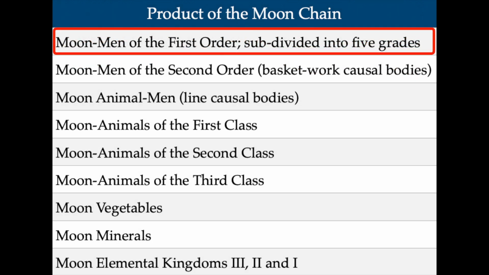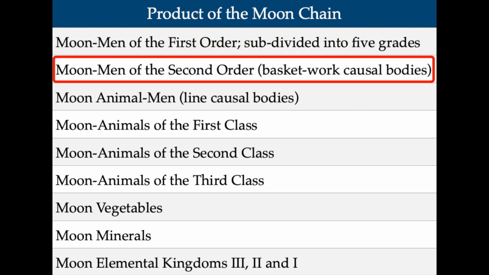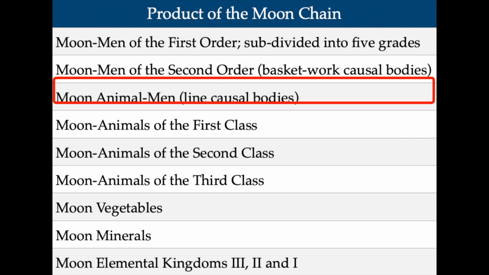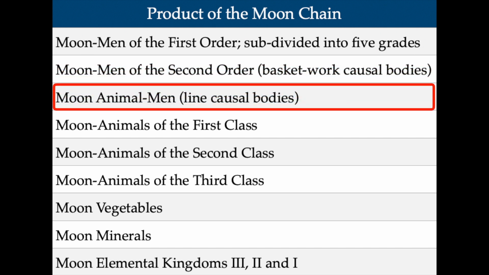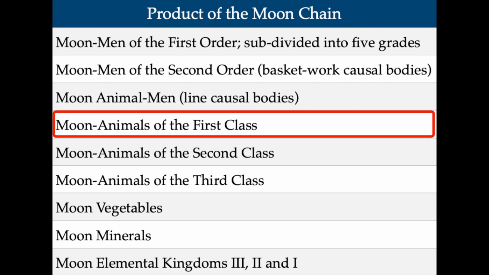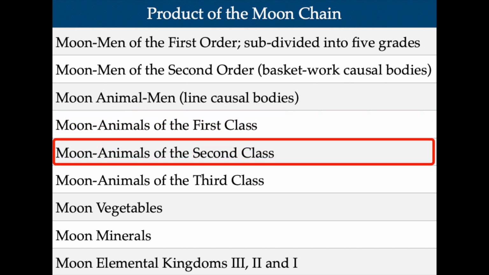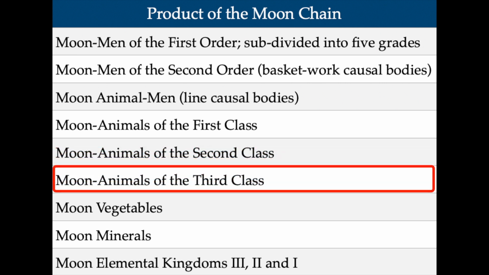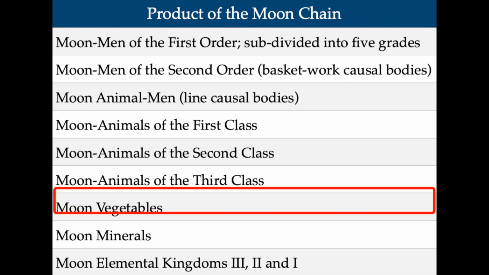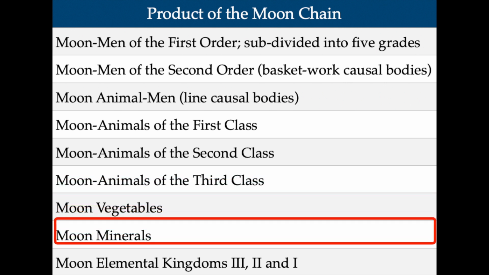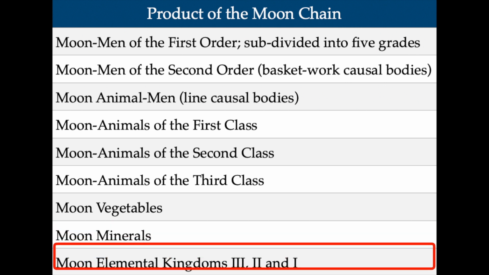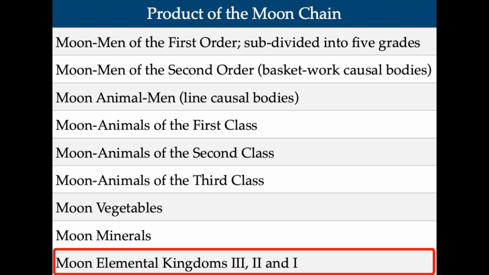A. The full successors of the chain, Arhats, 46 selves. B1. Moonmen of the first order, subdivided into 5 grades. B2. Moonmen of the second order, who have basket-work causal bodies. B3. Moon animal men, possessing line causal bodies. You know what they are. C1. Moon animals of the first class. C2. Moon animals of the second class. C3. Moon animals of the third class. We then come to D, the moon vegetables, then to E, the moon minerals, and finally to F, the moon elementals from kingdoms 3, 2, and 1.